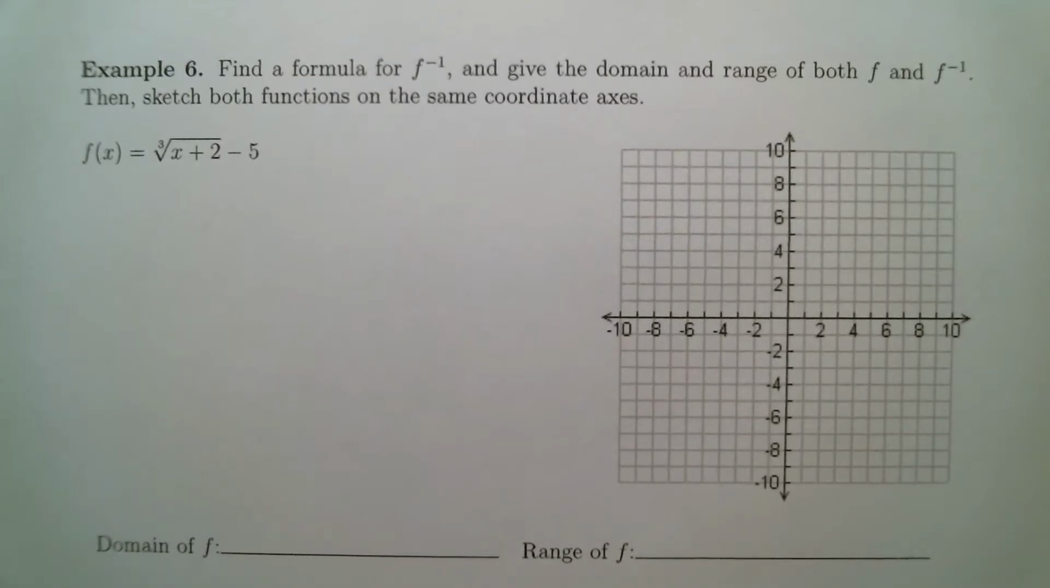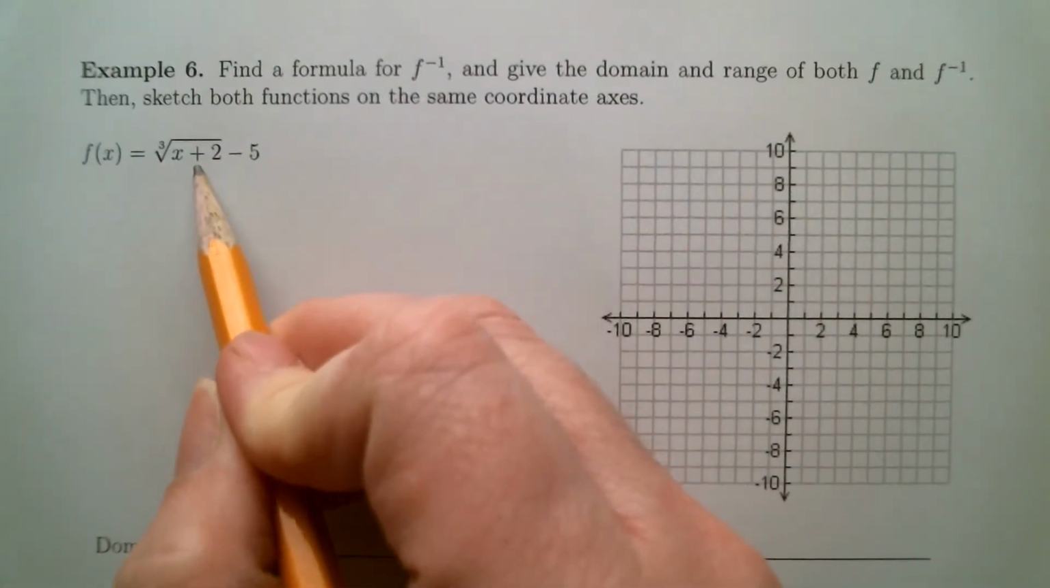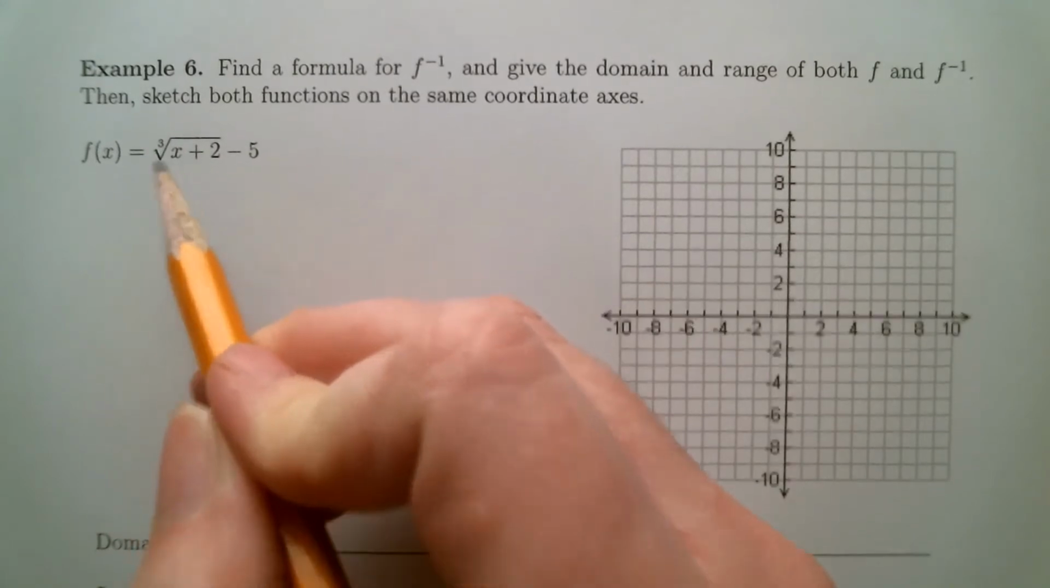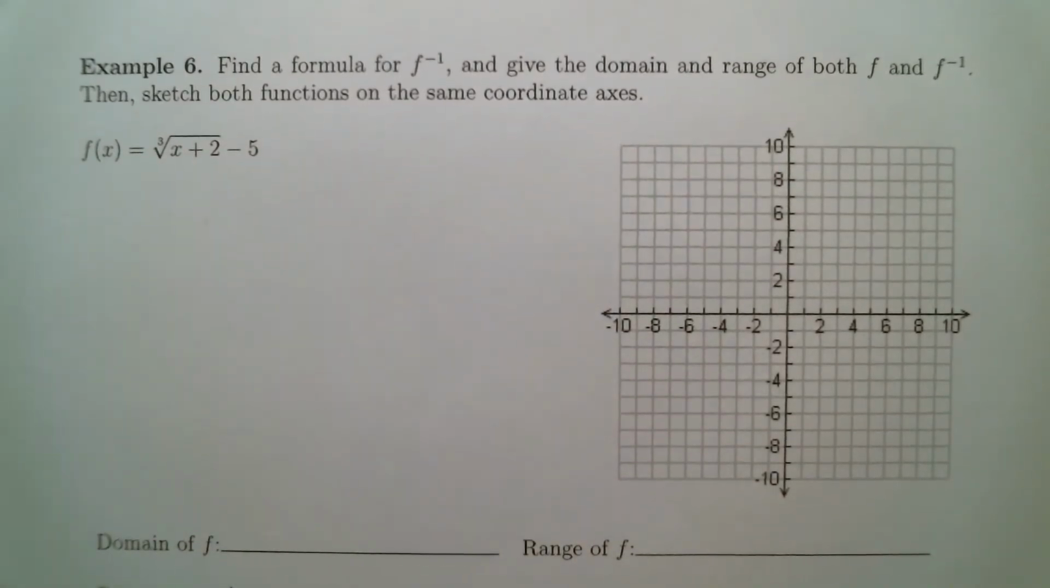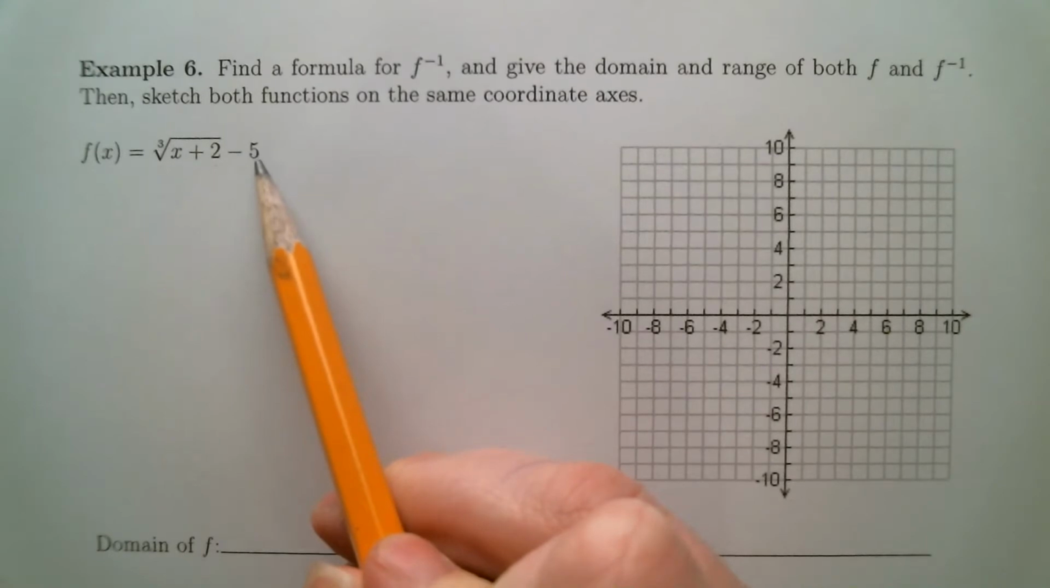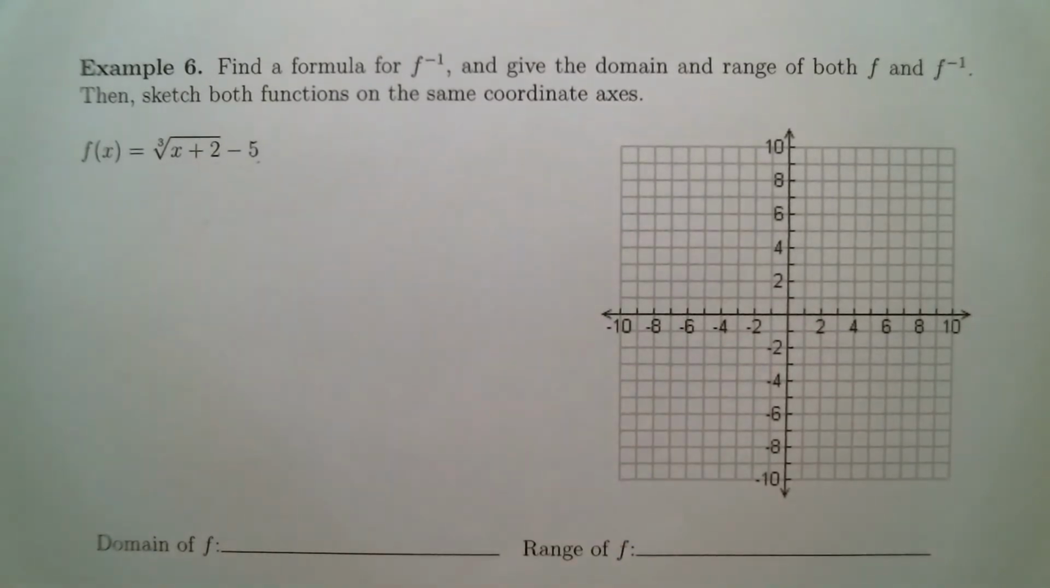This is also a transformation. The parent function is the cubed root of x, and since we are adding underneath the cubed root, remember the cubed root acts like parentheses, so the x plus 2 is trapped, so think of it as parentheses. If you're adding inside parentheses, you are going to go to the left, and then the minus 5 on the outside, that means we're going to go down 5.